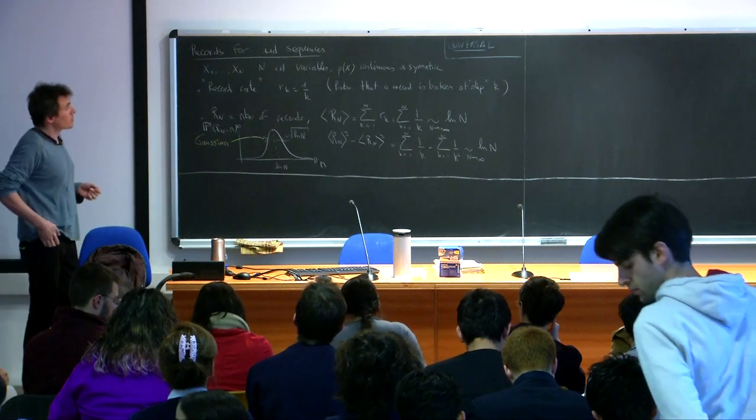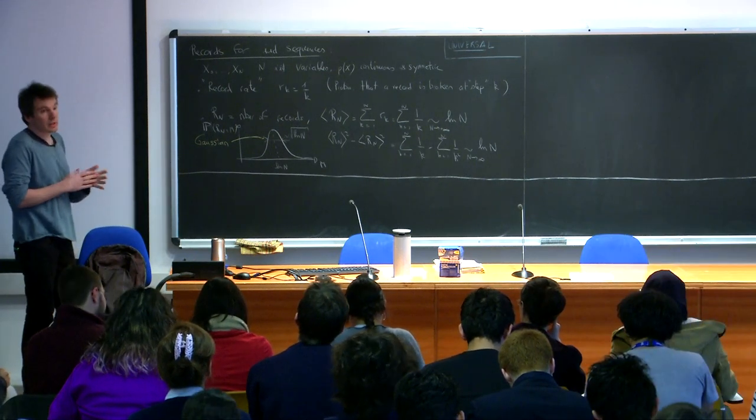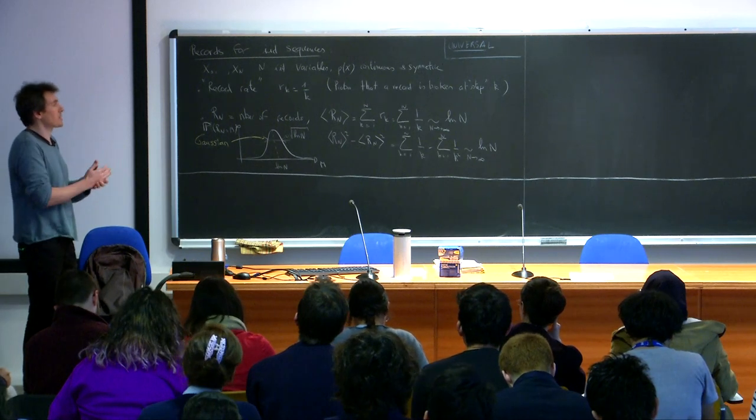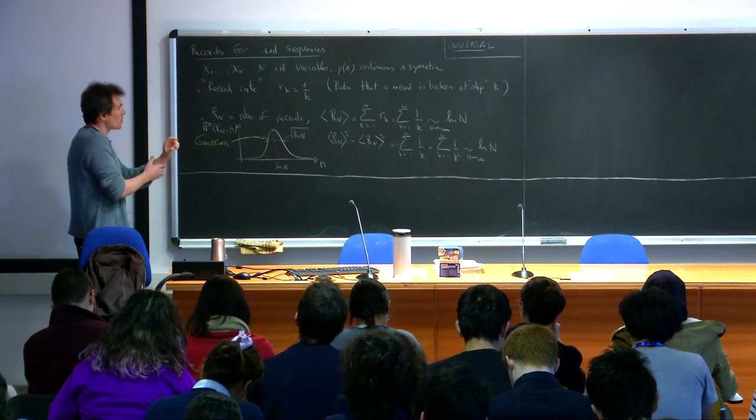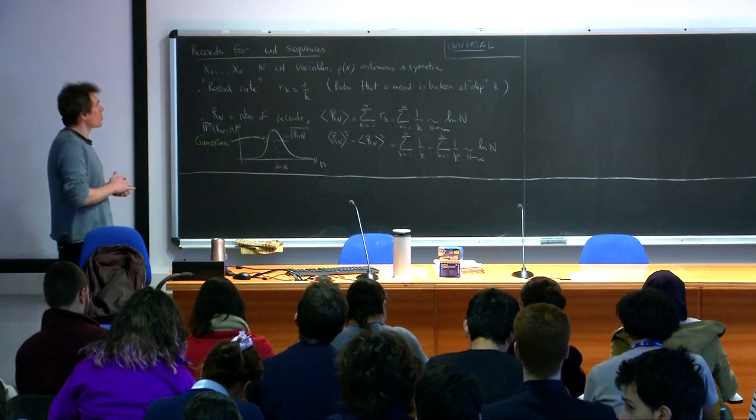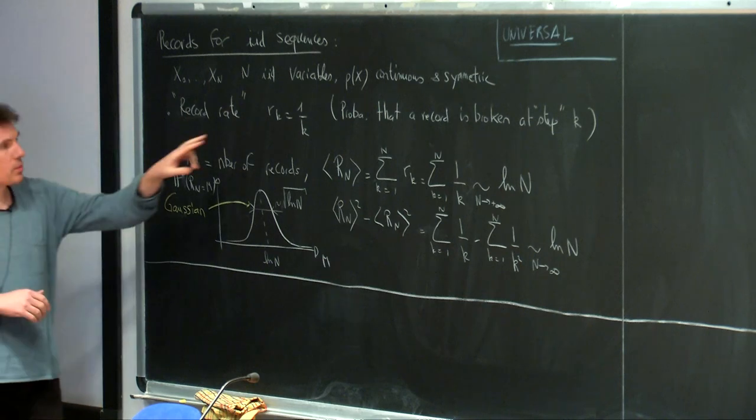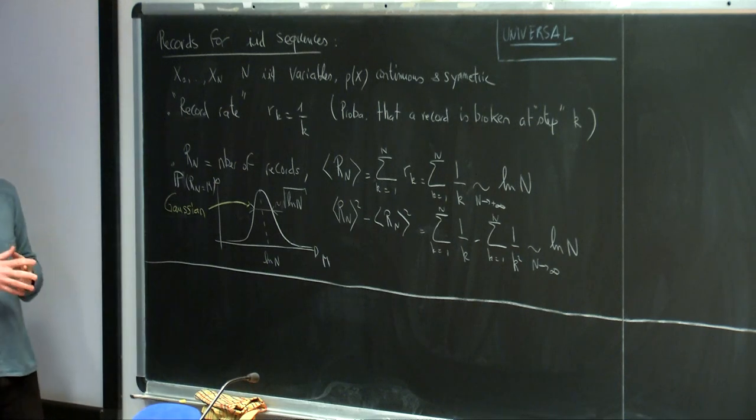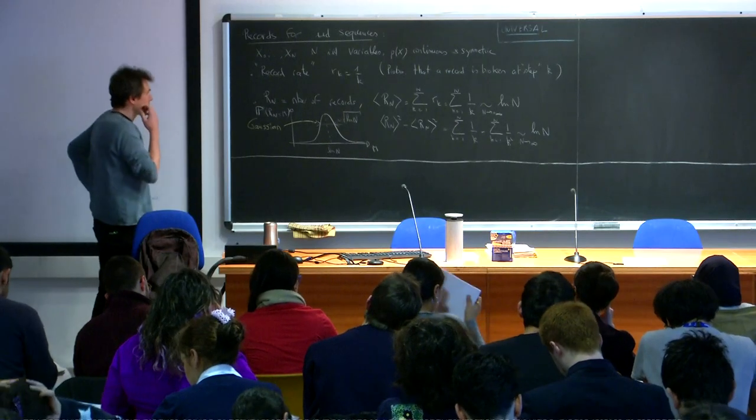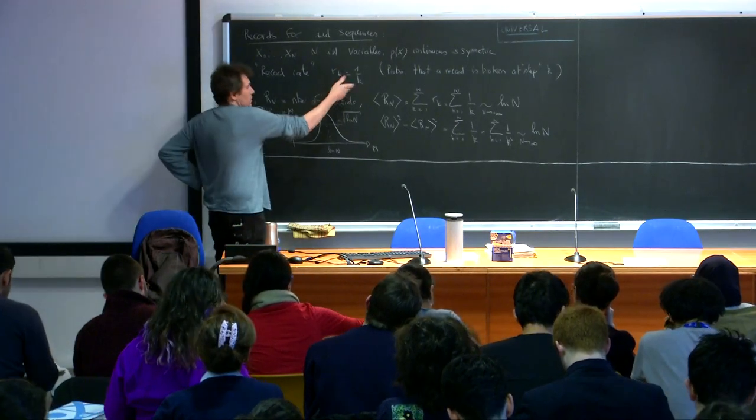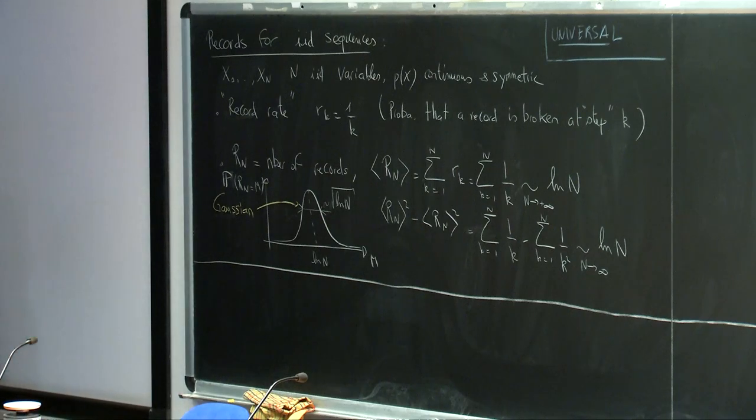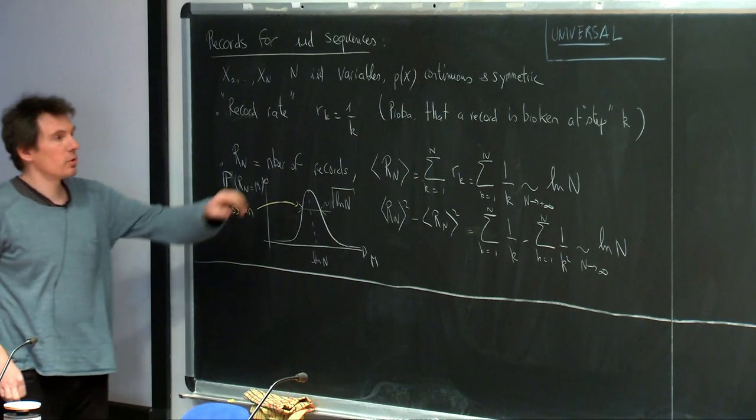So the first thing that we computed is the probability that the record is broken at step k, so the probability that the record happens at step k. And this is what is usually called the record rate. I'm not sure I really mentioned it yesterday, which I denoted rk, which was the average value of this indicator variable sigma k. And we computed it and realized that this is just 1 over k. We did one concrete calculation to obtain it, and we also gave a very simple argument to obtain it directly.